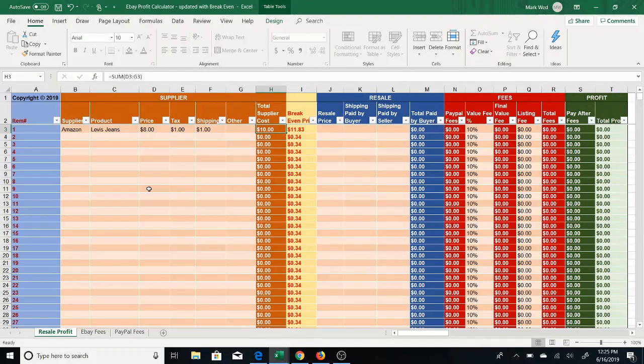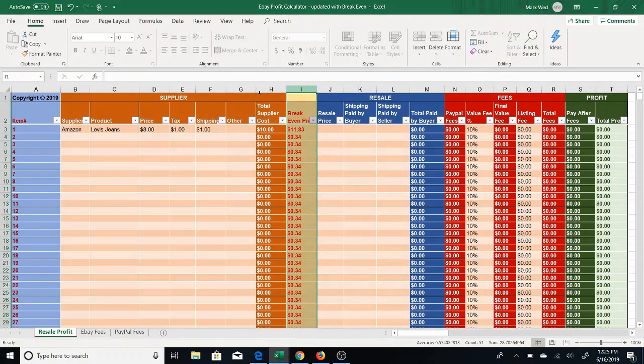This is Mr. Mark, and this is my eBay profit calculator. And if you already have the calculator, I made a few additions to it, mainly this break-even price column.